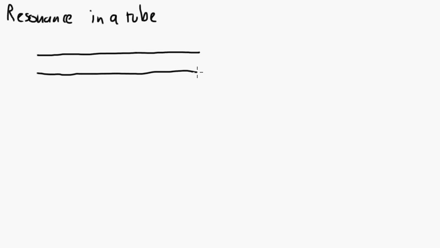What I want to talk to you about here is resonance in a tube. We're talking about sound waves resonating in a tube. The tubes you used in experiment 9, which is the one we're talking about here, were vertical, but I am going to use a horizontal tube because it makes it a lot easier to plot something.